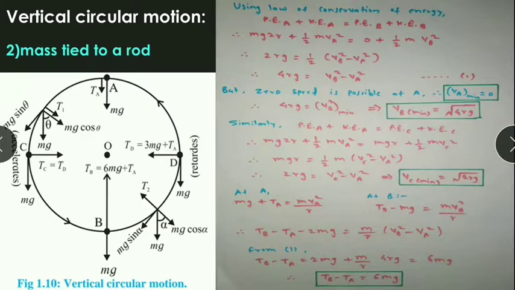Using these two equations, Tb minus Ta minus 2mg is equals to m upon r into vb square minus va square. From equation 1, Tb minus Ta is equals to 2mg plus m upon r into vb square minus va square, which is equals to 4rg. R gets cancelled. So Tb minus Ta is equals to 2mg plus 4mg, which is equals to 6mg. Therefore, the difference between the extreme tensions depend only upon the weight of the object.